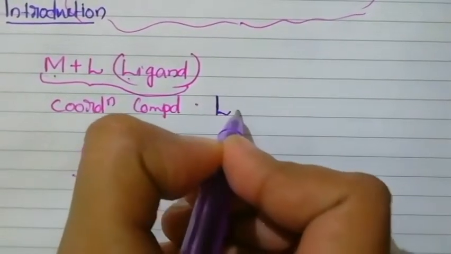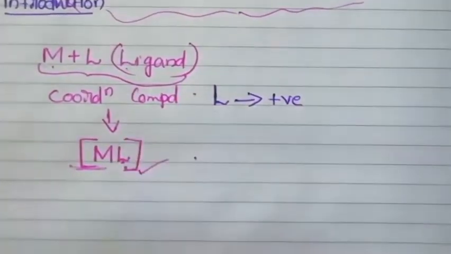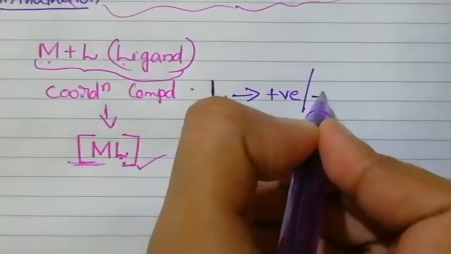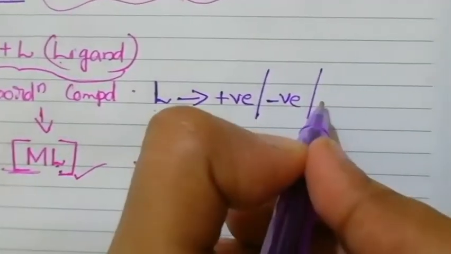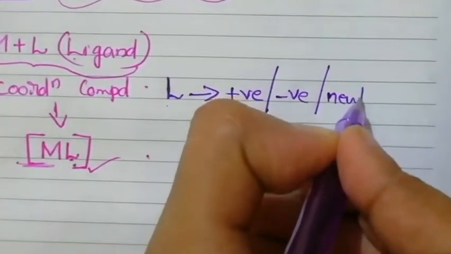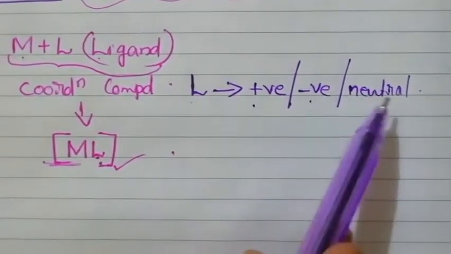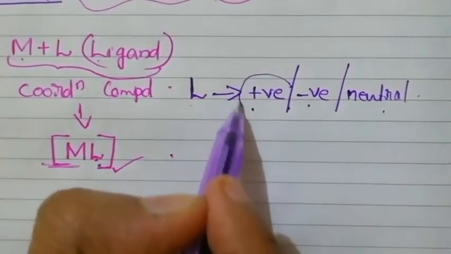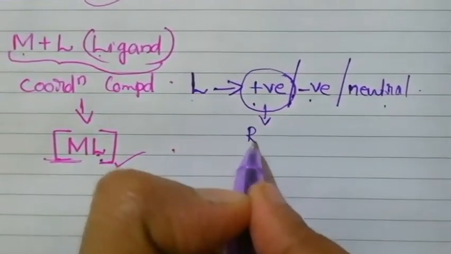Now let's see what a ligand is. We have studied the two main components of a coordination compound: one is metal and the other is ligand. A ligand can be a positively charged species, a negatively charged species, or a neutral species. Positively charged ligands are very rarely observed.